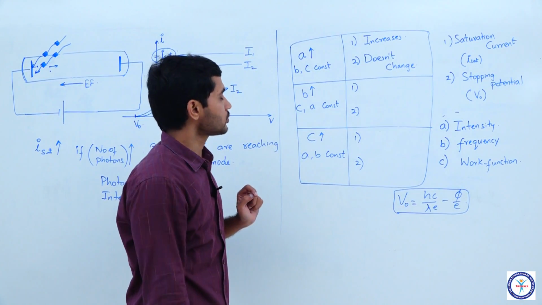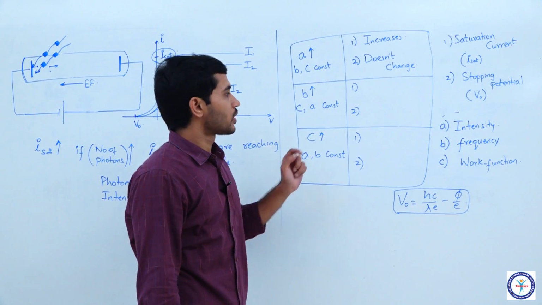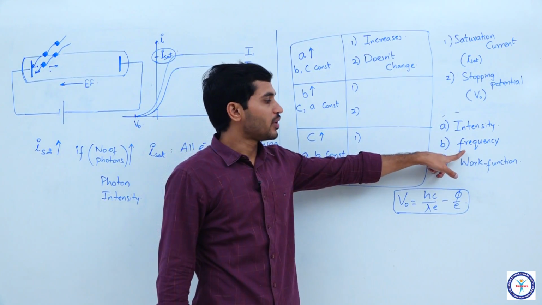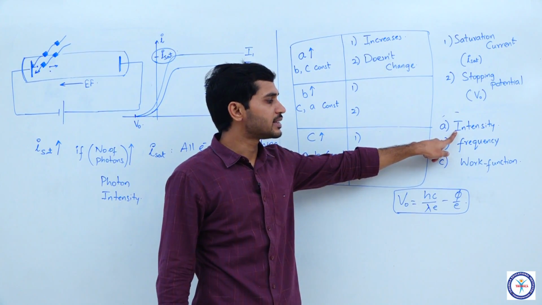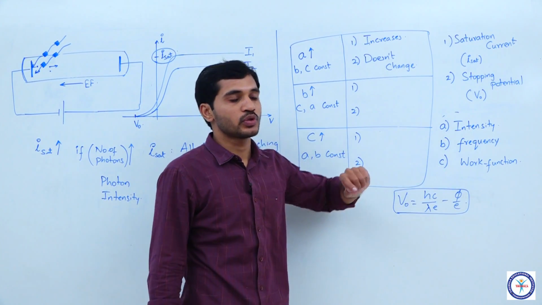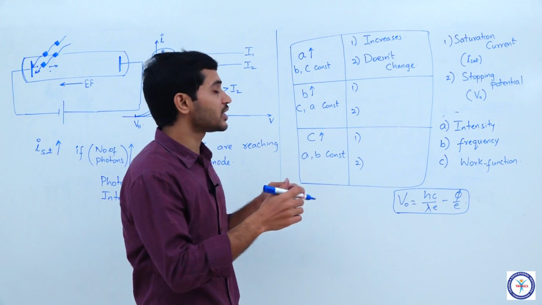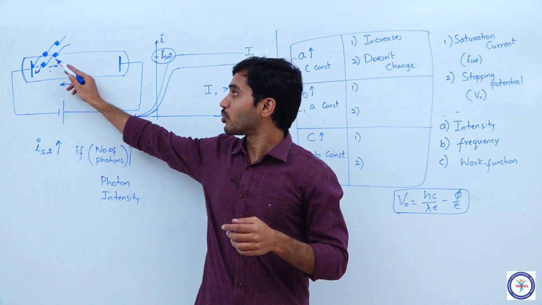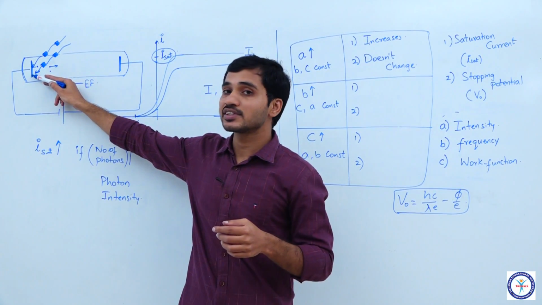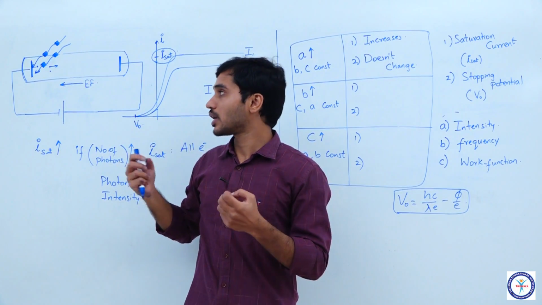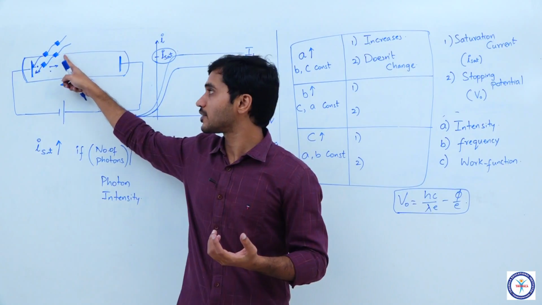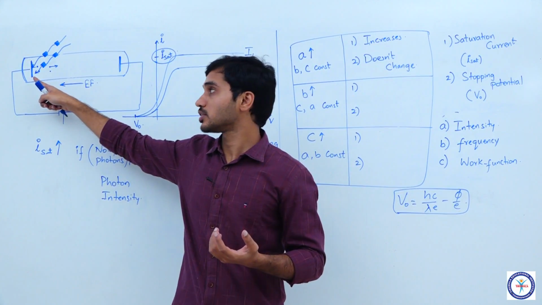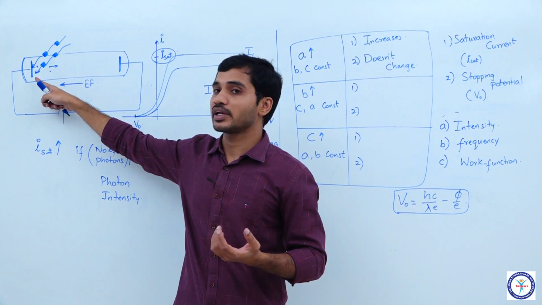Then case 2: I am increasing the frequency and I am not changing the intensity or the work function, which means the number of photons striking the metal surface is the same. The only thing is that now the photons are more energetic.